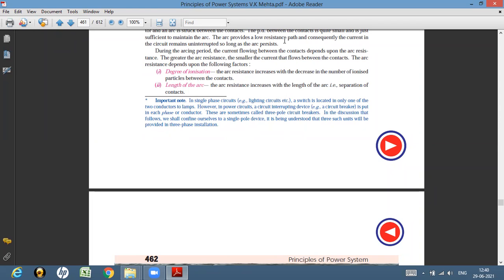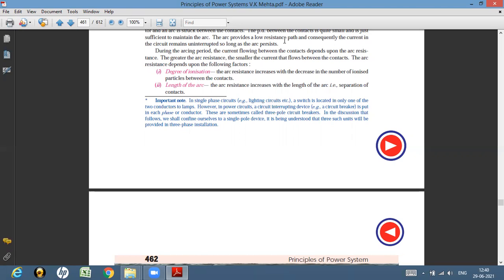And when the length of the arc is increased, since this length is directly proportional to the resistance, the resistance is also increased. And when the resistance is increased, the current will start decreasing, and when the current starts decreasing, the arc will be quenched in the minimum possible shortest time. So this is one way by virtue of which you can extinguish the arc within the minimum possible shortest time.